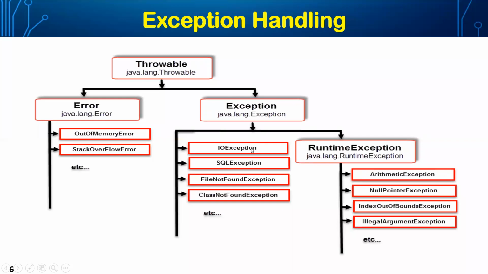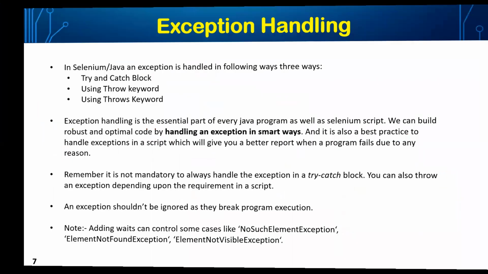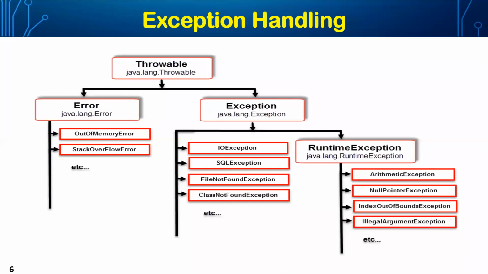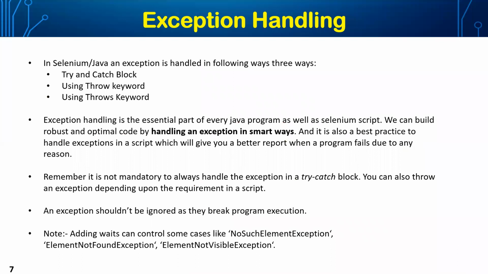Some of the checked exceptions are like file not found, where we are trying to use a file but it is not there. And the runtime exceptions are like arithmetic exceptions, index out of bounds, something like that. So these are the different types of exceptions. So how to handle these exceptions? We have seen that some are checked and some are unchecked. Okay, there are three ways to handle an exception.